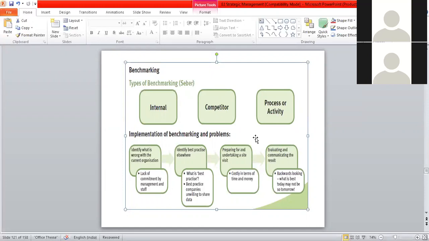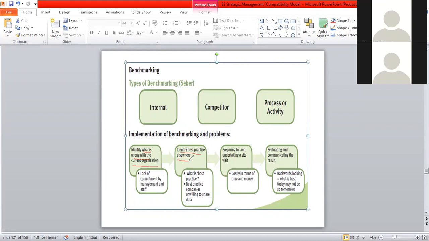So for the implementation part of it, identify what is wrong with the current organization. Why do we actually have to compare? What is the concept of comparison? To see that something is not going well. So why is it not going well? To understand that, identify what is wrong with the current organization, then someone else who is doing it better, identify that, identify the best practices elsewhere.